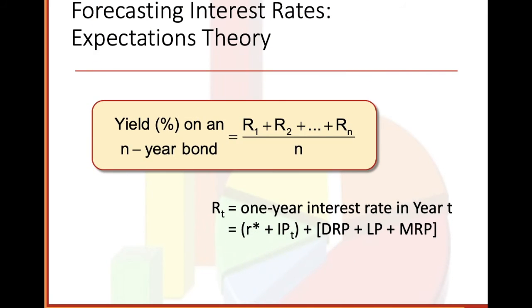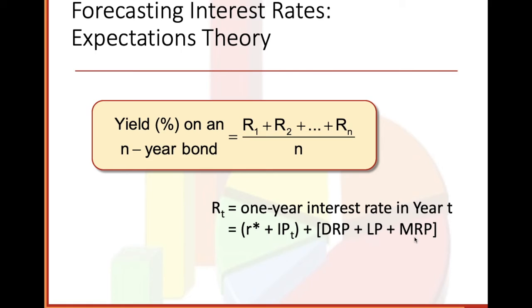So here's expectations theory: the yield percent on an n-year bond is R1, R2, all the way to Rn, divided by however many years, n. R sub t is the 1-year interest rate in year t, which will be R asterisk plus the inflation premium IP sub t, so time. And then this is our discount rate period, and then our long-term premium, I think it was lower premium, and then our MRP as well.